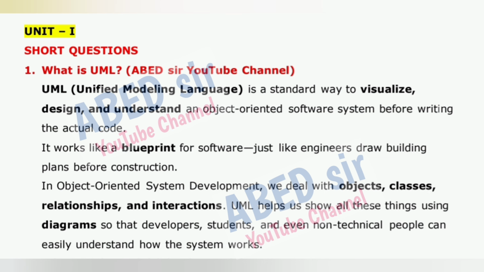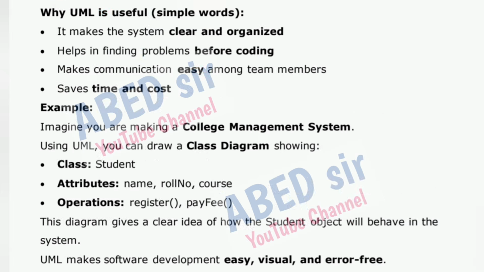In object-oriented system development, we deal with objects, classes, relationships, and interactions. UML helps us show all these things using diagrams so that developers, students, and even non-technical people can easily understand how the system works. Why is UML useful? In simple words, it makes the system clear and organized, helps in finding problems before coding, makes communication easy among team members, and saves time and cost.